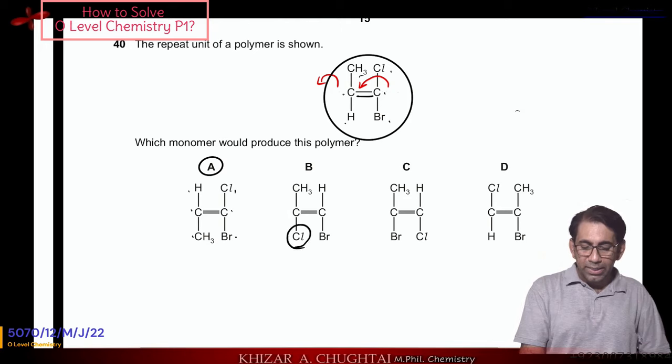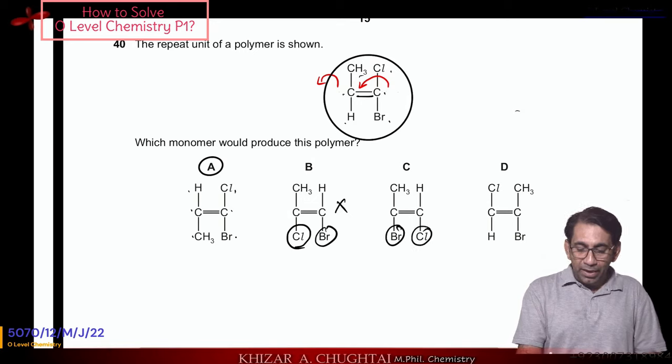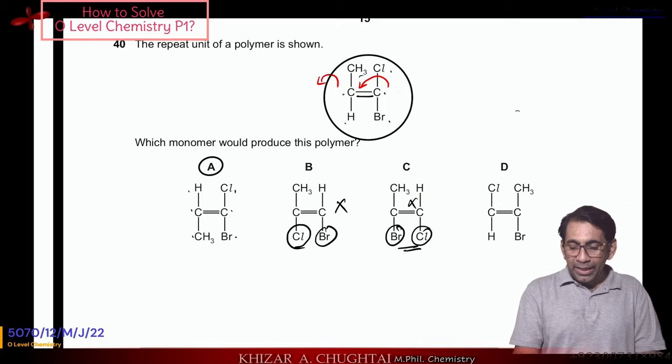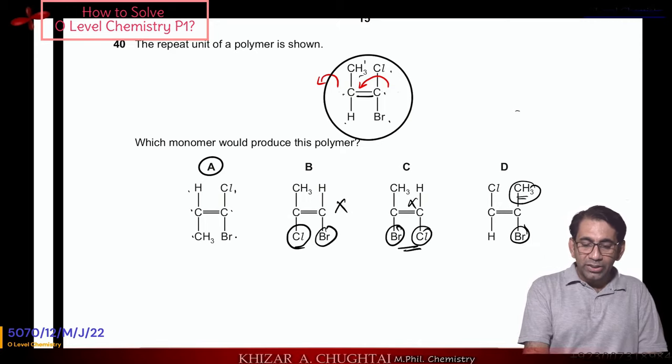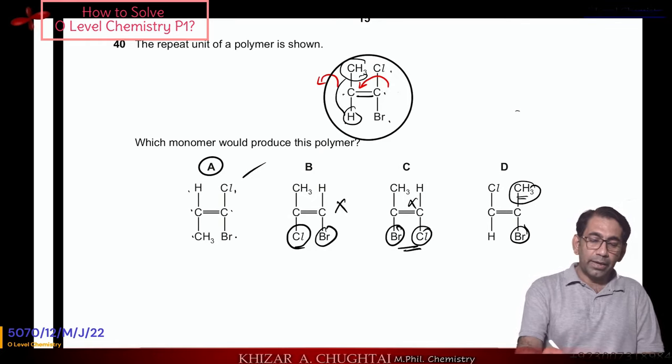B, Cl and Br are at different carbons, incorrect. C, again Br and Cl are at different positions, again it is incorrect. And in this case, CH3 and Br are on the same carbon, originally CH3 and hydrogen on the same carbon. So it is confirmed that A is the correct option.